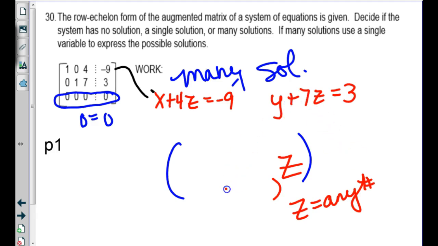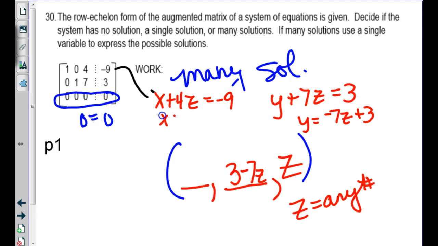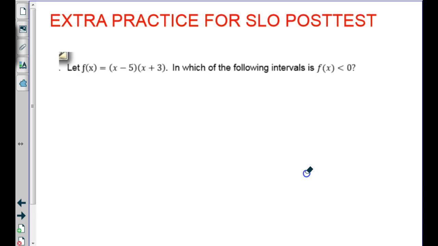You have a y right here, but it can only have a z in it. So you have to get the y by itself. So you'd have what? 3 minus 7z, or -7z plus 3. Either one is fine. Or if it's multiple choice, you have to know which choice it is. And then you can't use anything but a z here. So if you get the x by itself, you'll have -9 minus 4z or -4z minus 9. It doesn't matter. Any questions? Please practice that.